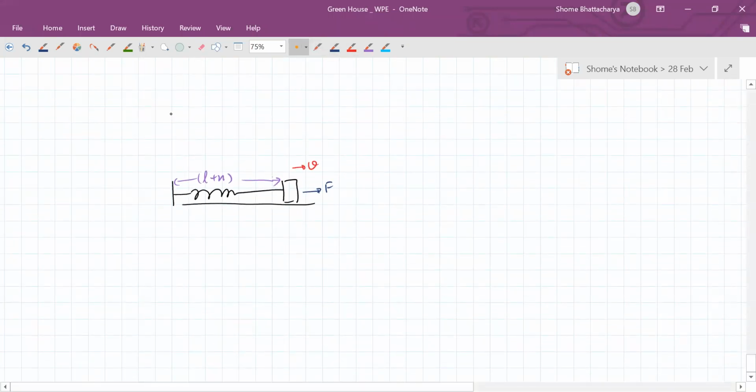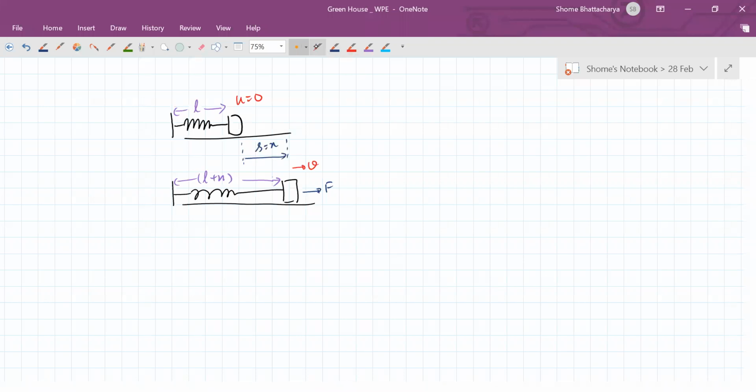Going from the initial state where the speed of the block was zero and the spring was at natural length, the block has made a displacement of X. While making this displacement, on the block there is spring force, there is kinetic friction, and there is external force.